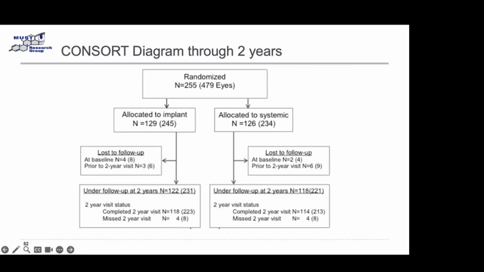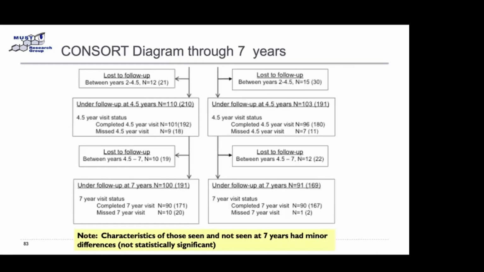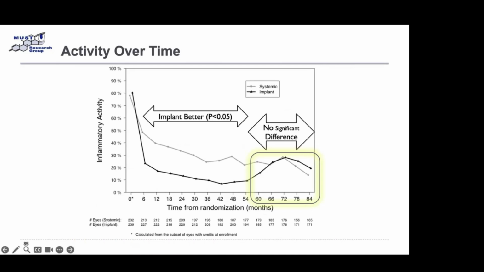Then we got an extension to follow up for 5 more years to get 7-year follow-up. And we had 70% still under follow-up by that time, so not as good, but the characteristics were largely the same, with no statistically significant differences in any of the baseline covariates. And the results, are best understood if we start with activity.